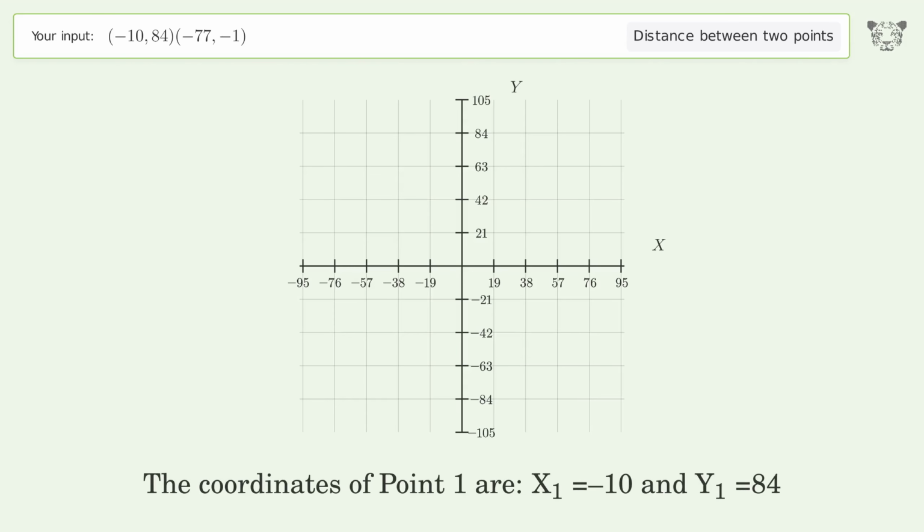The coordinates of point 1 are x1 equals -10 and y1 equals 84. The coordinates of point 2 are x2 equals -77 and y2 equals -1. D is the distance between the 2 points.